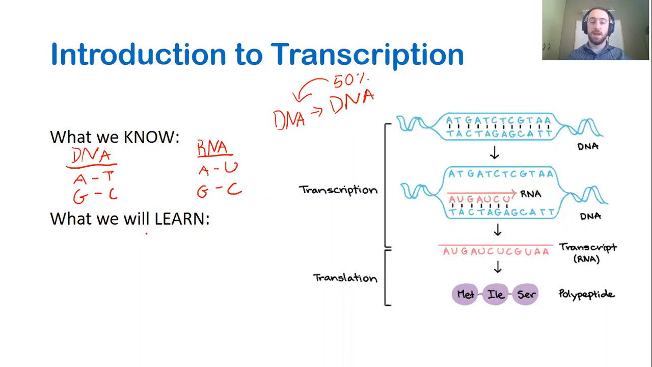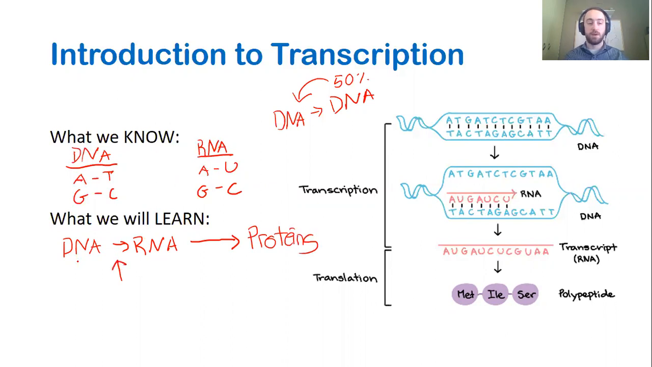What we will learn today is how DNA forms RNA, right? Because if we remember our central dogma, we have DNA forming RNA, which will later go on to form proteins. However, we're just going to look at this step here, the DNA to RNA step, and it is called transcription.